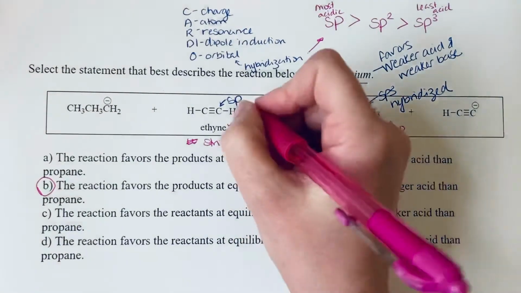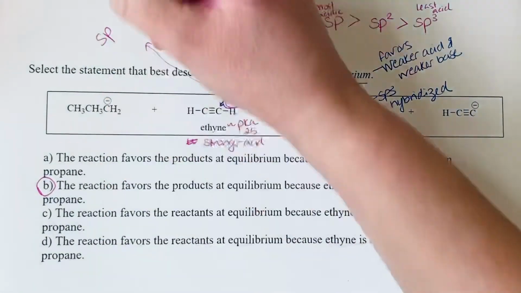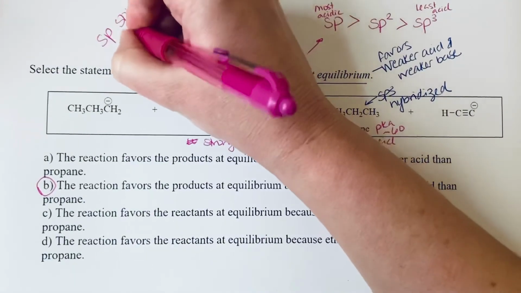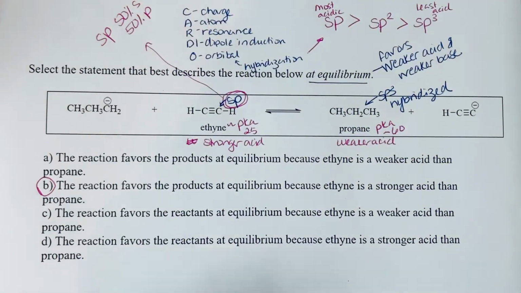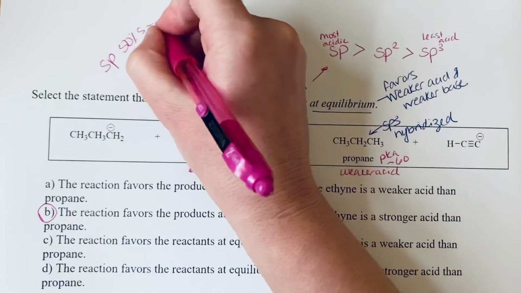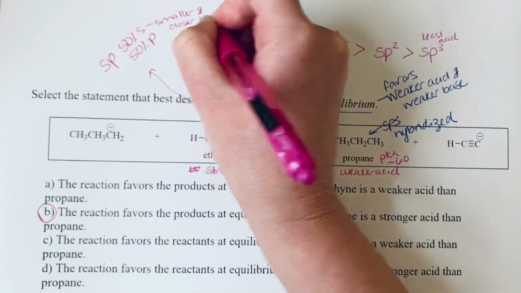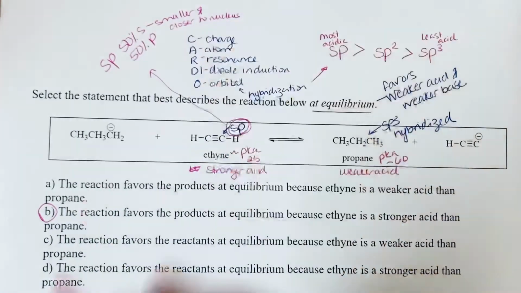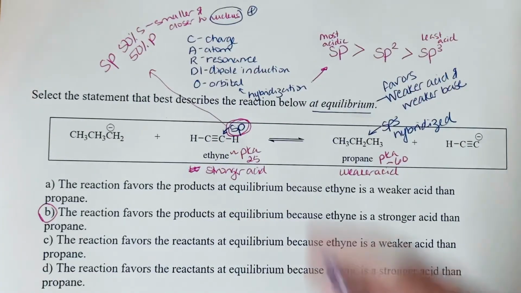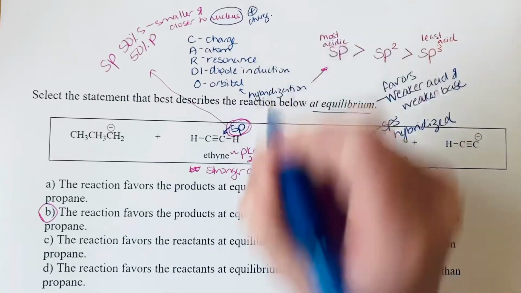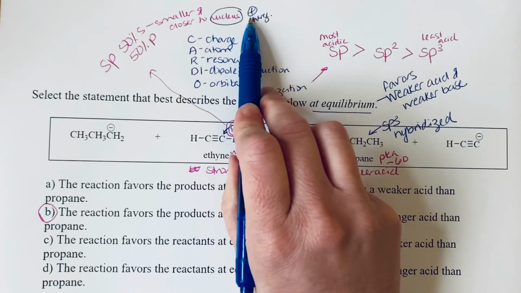It has to do with this orbital. So your sp orbital is 50% s and 50% p. And your s orbitals are smaller and closer to the nucleus. And the nucleus is where all your protons are. That's where you have a positive charge. So you're able to stabilize a negative charge by putting it next to the positively charged nucleus.